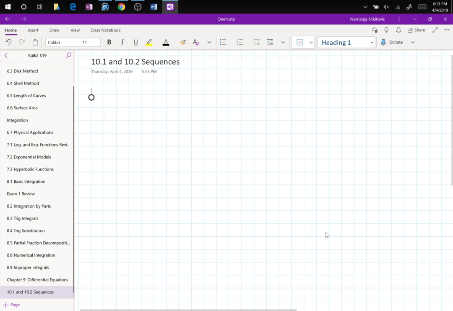So chapters 10 and 11 create these 3 groups of concepts that we focus on. 10.1 and 10.2 talk about sequences, and then 10.3 to 10.6 will talk about series, and then chapter 11 will be power series. All together they create this one unit, and if you want, we can have exam 3 on it.